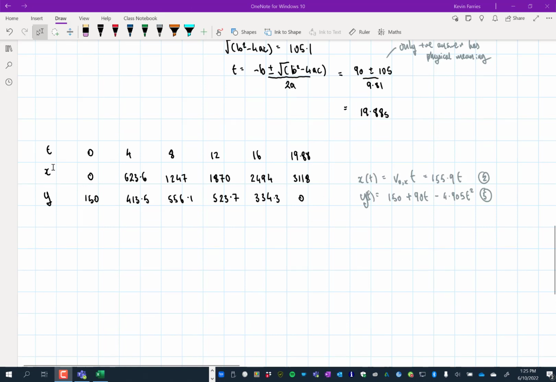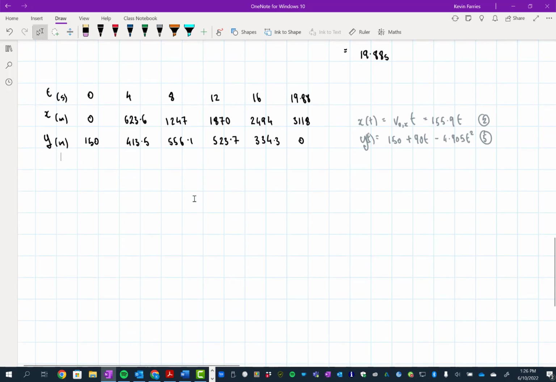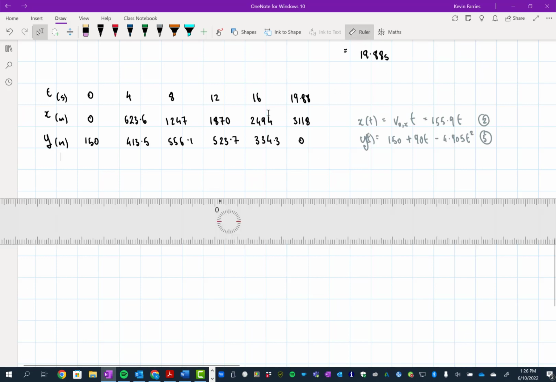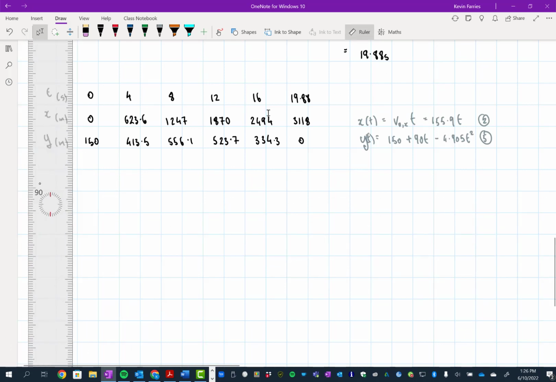So that's those. So figure out x coordinates at those times, y coordinates at those times. We should really put in units here. So time in seconds, displacement meters, height in meters. Then if we wanted to know the actual path of this, what we do is just plot these in a graph. And so I'll do that as well, and then come back again.